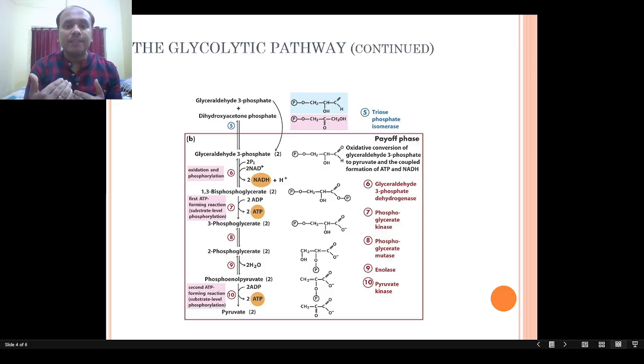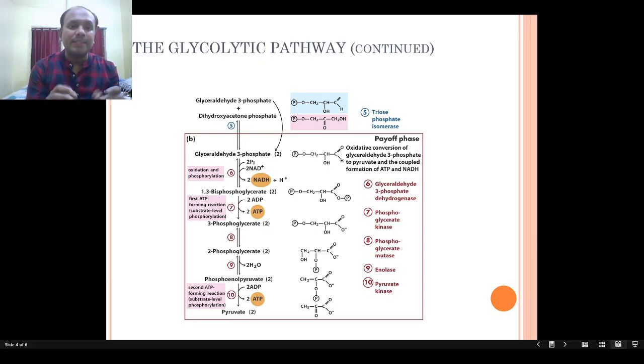Next, the glyceraldehyde 3-phosphate becomes 1,3-bisphosphoglycerate. 1,3-bisphosphoglycerate becomes 3-phosphoglycerate. 3-phosphoglycerate becomes 2-phosphoglycerate. 2-phosphoglycerate becomes phosphoenol pyruvate, and phosphoenol pyruvate is then changed into pyruvic acid. So from glyceraldehyde 3-phosphate onwards, all molecules are 2 in number. And ultimately, therefore, we will get 2 molecules of pyruvic acid from 1 molecule of glucose.